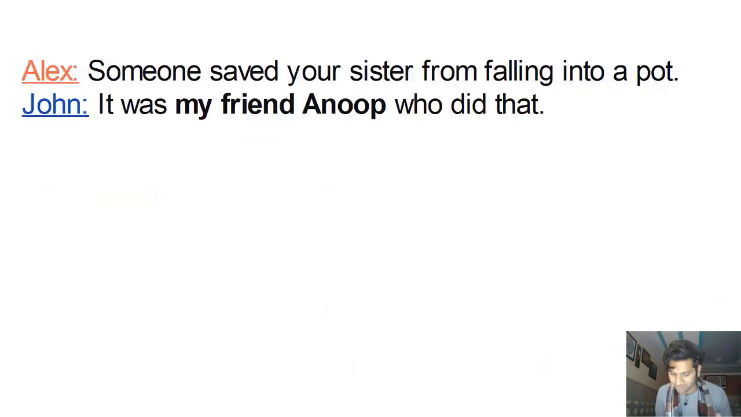All right, let's take more examples. Alex to John. Someone saved your sister from falling into a pot. To which John says, it was my friend Anoop who did that. So you are telling me something in which you do not know the name of the person who did the action. You basically do not know the subject of the sentence, right? So you're using an indefinite pronoun, which is someone. Someone saved your sister from falling into a pot, and I want to focus on the person who did that. So I'll say, it was my friend Anoop.